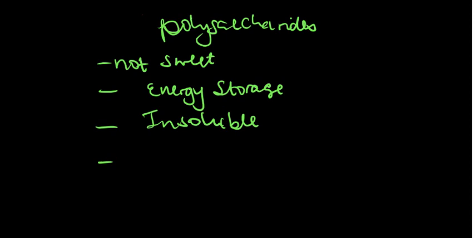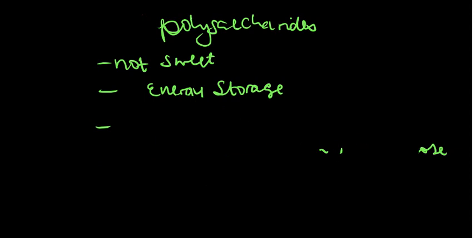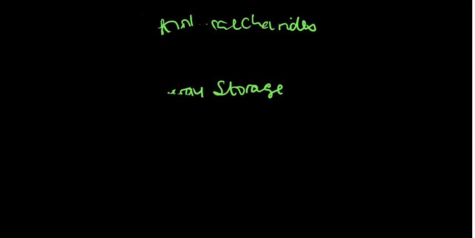Another thing that we need to notice is we'll look at some examples. For instance, we have starch, glycogen, cellulose, and chitin. So let's look at these types of polysaccharides individually. These are some of the polysaccharides that we actually have. Alright, so the first polysaccharide we'll talk about is starch. Starch is a polymer of alpha glucose.